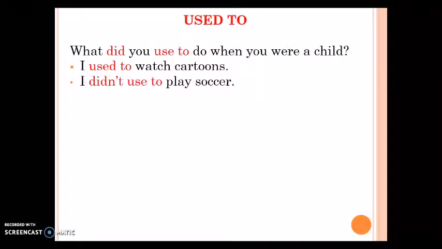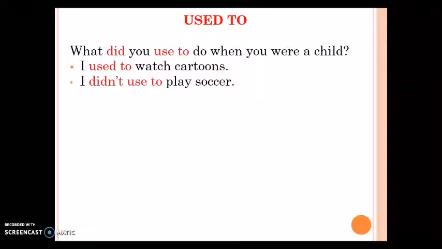In the question form, we're going to check some questions. This first one, it says, what did you used to do? What did you used to do when you were a child? What did you used to do when you were a child? I used to watch cartoons.